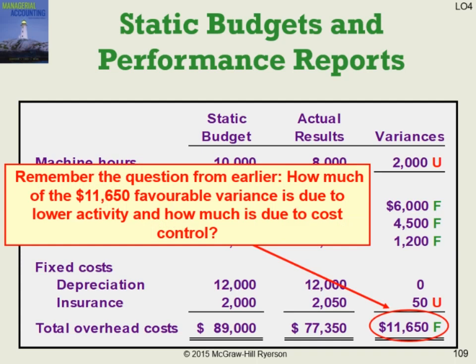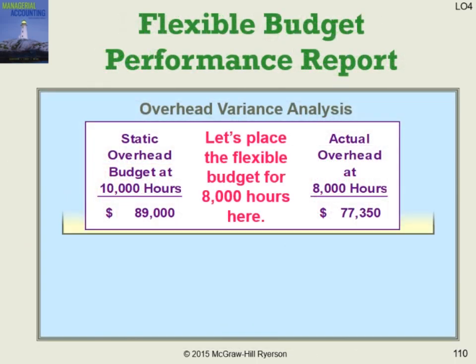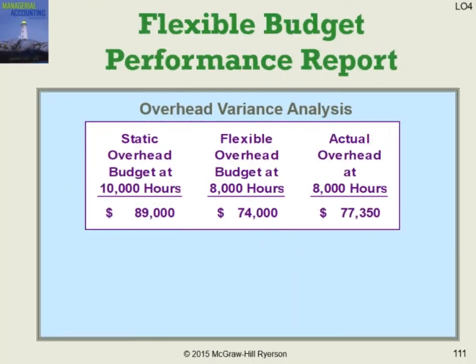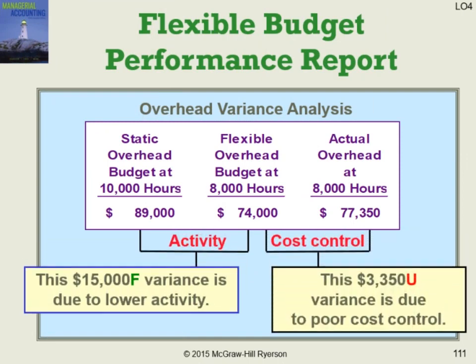So the question from earlier, how much of that 11,650 favorable variance is due to lower activity? No, that was just a recalculation of the favorable variance from here. If we look at it again from the perspective of a flexible variance, we see that 15,000 of the variance is due to the difference in the volume of activity, because we compare the static overhead budget to the flexible budget with the correct number of hours. So 15,000 was due just to lower activity.